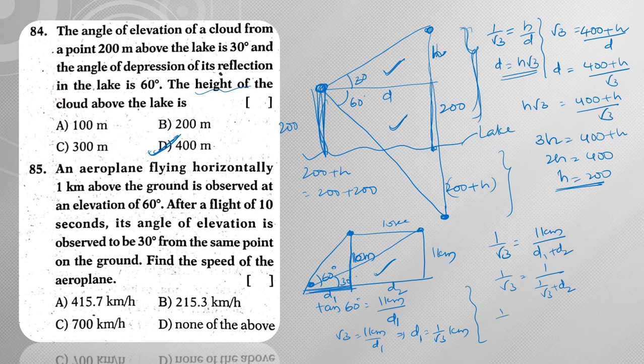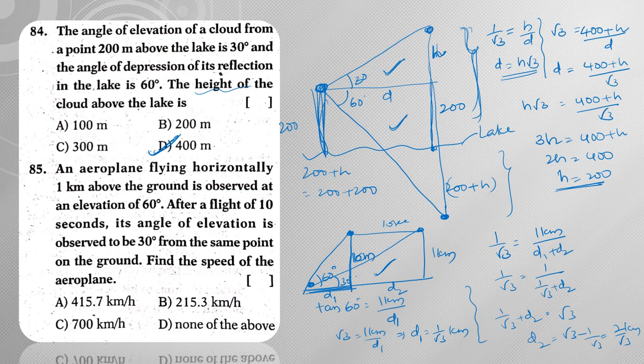So when I do cross multiplication, 1 by root 3 plus d2 is equal to root 3. So from this, d2 is equal to root 3 minus 1 by root 3, which is nothing but 2 by root 3. So root 3 into root 3 is 3, 3 minus 1 means 2 by root 3. So d2 is 2 by root 3 kilometers.